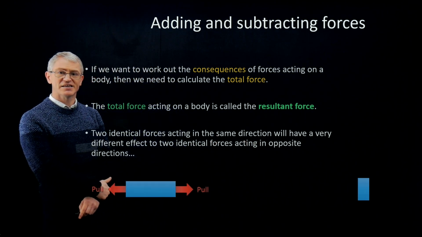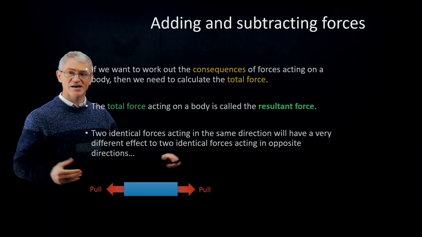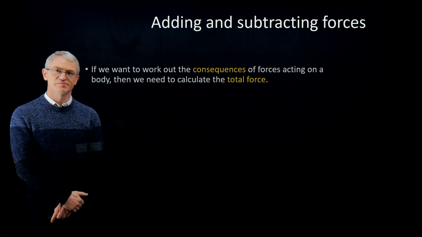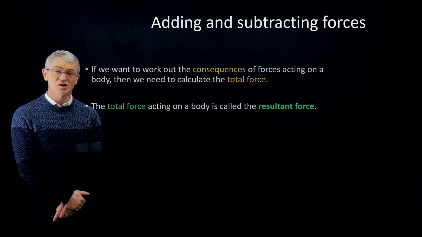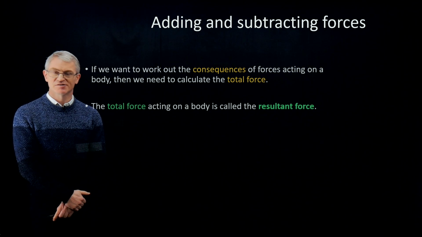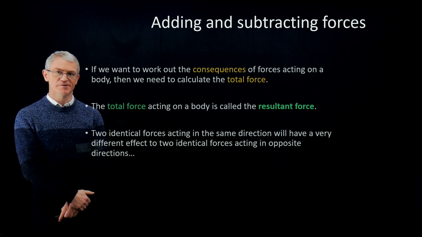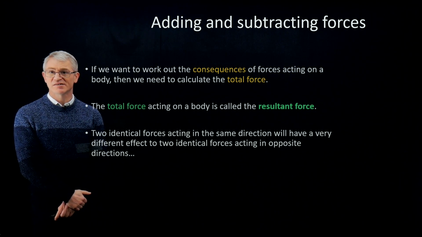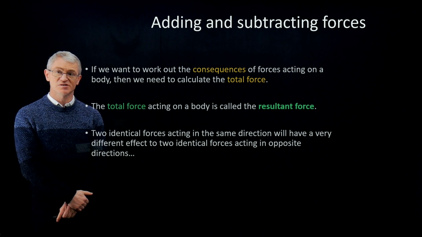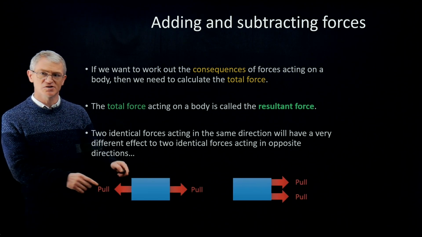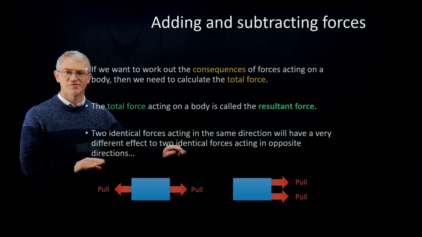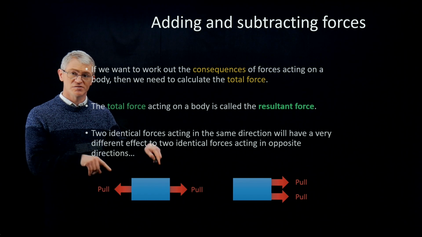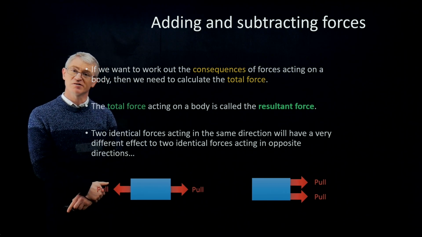Remember the change of shape: if we're pulling out in opposite directions, you're going to change that shape. Adding and subtracting forces, we can work out the total force, the resultant force, of an object by adding and subtracting forces, and we'll go through examples of how to do that. Two identical forces acting in the same direction will have a different effect to ones acting in opposite directions. So let's have a look at examples of this. We've got two acting in opposite directions, and one where both of the forces are going in one direction. This one's going to stretch, and this one's going to go off to the right, as you can see.